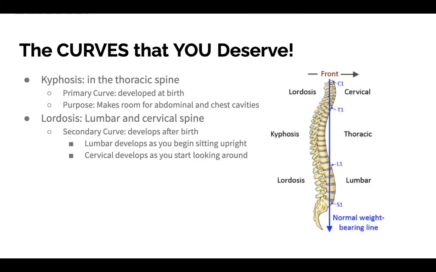All right, the curves that we all deserve. There's two types of curves in the spine. We have kyphosis and lordosis. Kyphosis occurs in the thoracic spine, and this is the primary curve that's developed at birth, and it makes room for our abdominal and chest cavities. Our lordosis occurs at the lumbar and the cervical spine. It is known as the secondary curve, which develops after birth. The lumbar lordosis helps us to sit upright, and the cervical develops as we begin to gain the ability to look around.